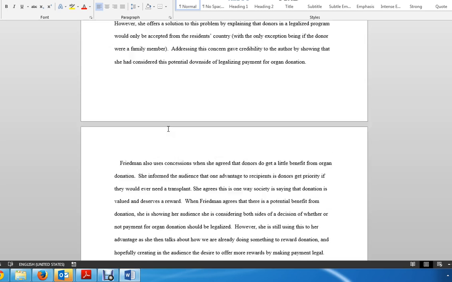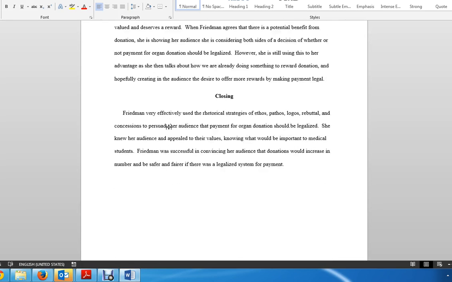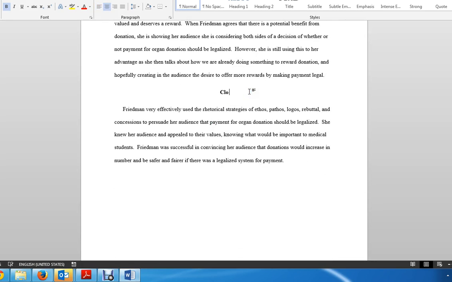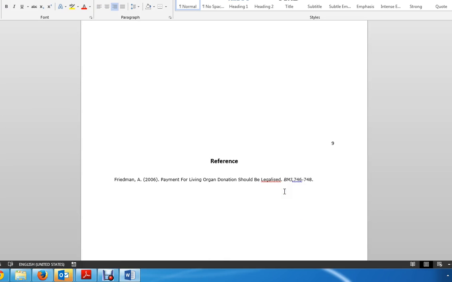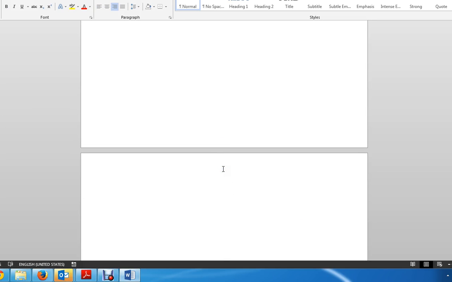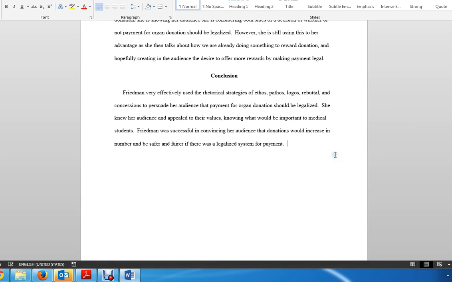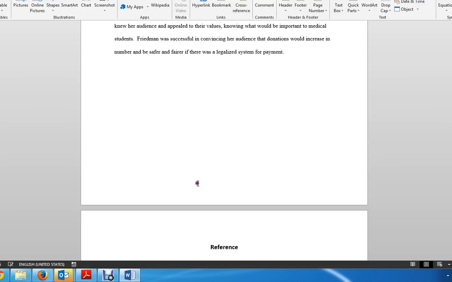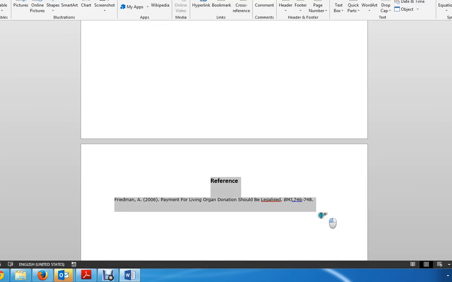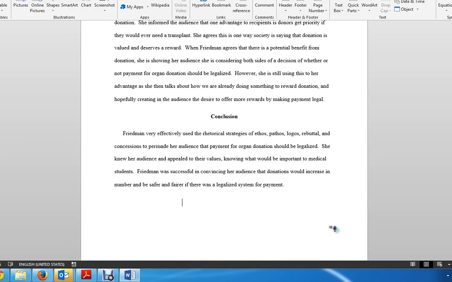Okay, why do you have concessions? It should say conclusion, not closing. And then your reference page should be at the top of a page, which actually the best way to do that is to go the line right after your last line of your paper. Start your reference page, put insert page break, and then it always puts it at the top of the page. This should be in Times New Roman 12, and it's not.